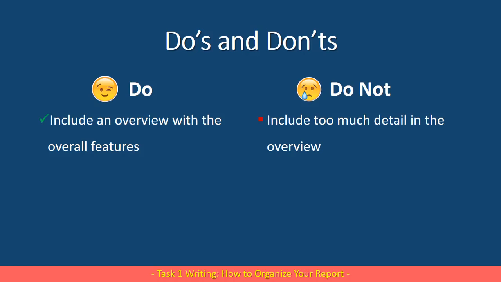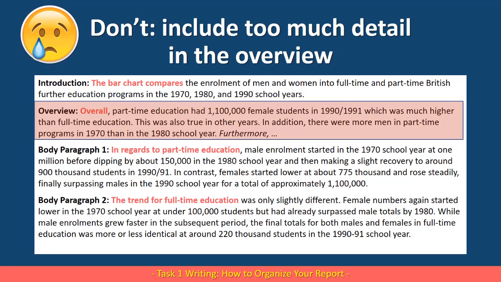Next, don't include too much detail in the overview. The overview needs to be an overview. You don't want a lot of numbers in the overview. You just need general information, the most important things in the data. You can see this bad example in the red here. Overall part-time education had 1,100,000 female students, yada, yada, yada. Okay, we already see numbers in this overview. There's too much detail. So don't include too much detail in your overview.